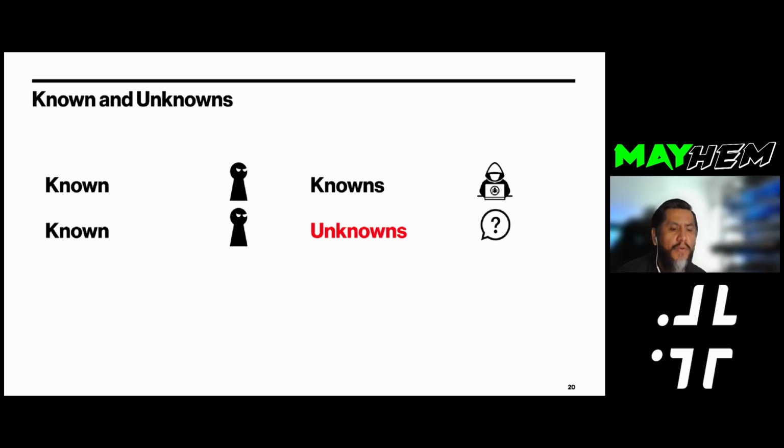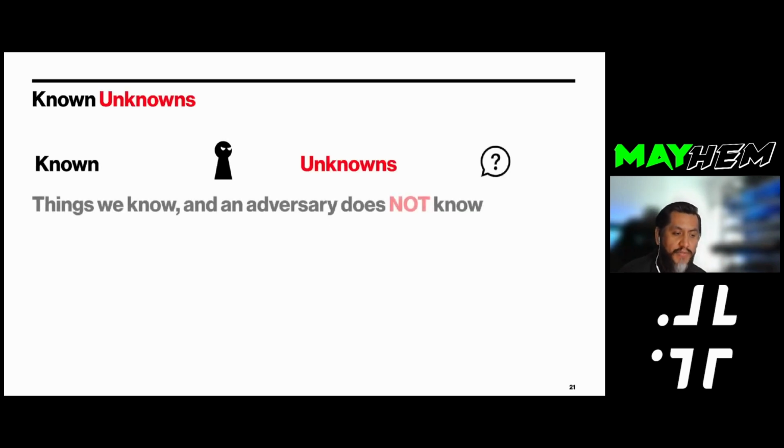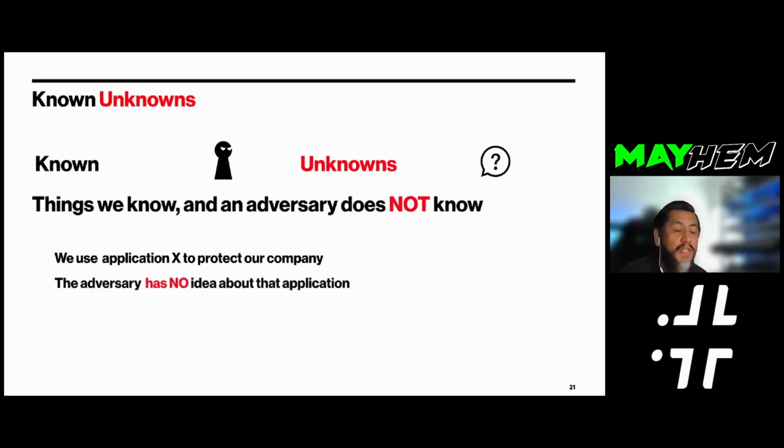Then there are the known unknowns. This one is in our favor because we know about it, but the adversary doesn't. These are the things we know and an adversary does not know. For example, we use an application X to protect our company. Maybe we have some secret sauce that no one knows about. So we have the upper hand in that case.